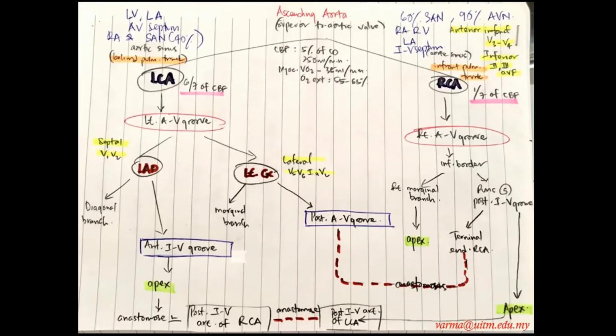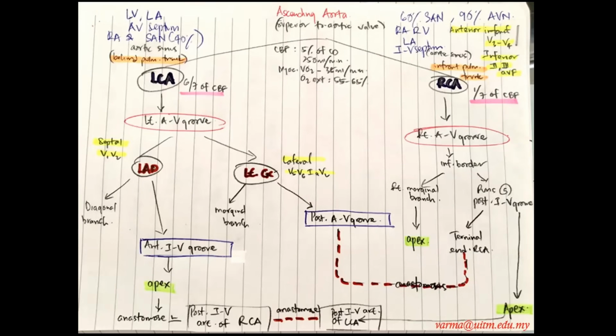So it comes to the right side. We talk about the right side here. Right side supplies 1/7 of total coronary blood flow. Left side supplies 6/7 of coronary blood flow. Means like this is like 20%, and this is like 80%, roughly like that. Okay, and the right side.